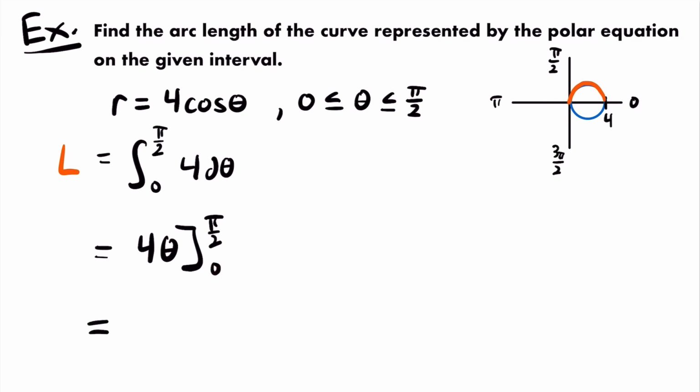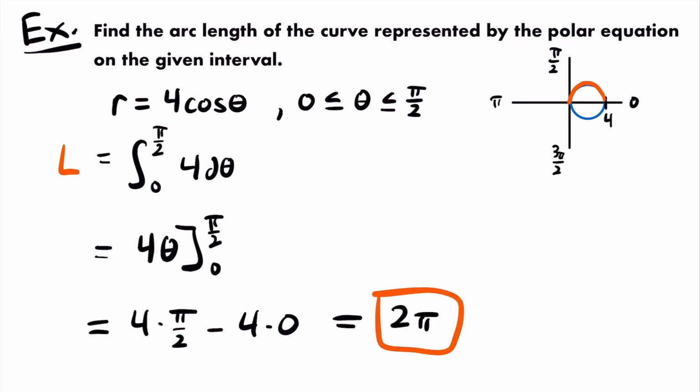So this will be equal to 4 times pi divided by 2 minus 4 times 0. Now 4 times 0 is 0, so that's just going to be 0. We're subtracting 0 from 4 times pi divided by 2, and 4 divided by 2 is 2, so 4 times pi divided by 2 is just going to be 2 pi. So this is equal to 2 pi, which is going to be our final answer.